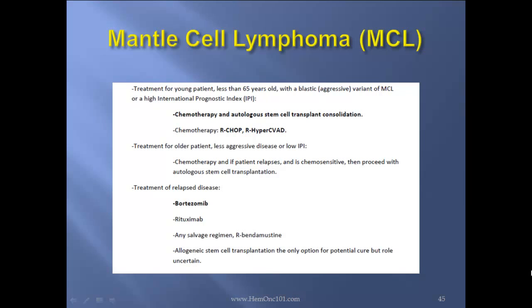Treatment for a young patient less than 65 with a blastic aggressive variant of mantle cell or high IPI index would be chemotherapy and autologous stem cell transplant consolidation. Chemotherapy may be either R-CHOP or hyper-CVAD. Treatment for an older patient, less aggressive disease or a low IPI, would be chemotherapy, and if the patient relapses and is chemotherapy sensitive, then proceed with auto-transplant. Treatment of relapsed disease may include bortezomib, rituximab, bendamustine, lenalidomide being considered, and allogeneic stem cell transplantation, the only option for potential cure, but the role is uncertain at this point.